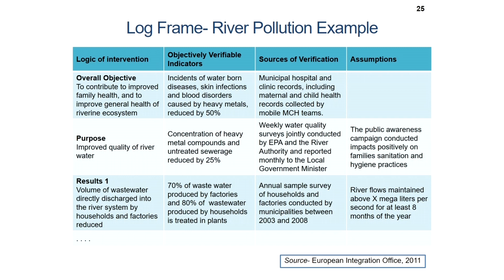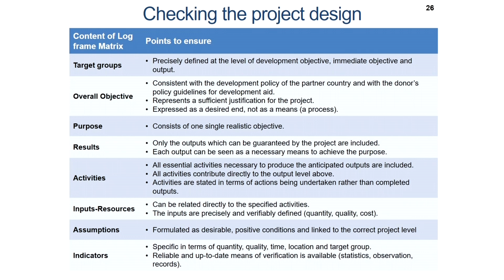So, ultimately, with the help of the stakeholder matrix analysis, the problem analysis, the objective analysis and alternative strategies analysis, we come up with a log frame matrix that helps us to come up with some objectively verifiable indicators. There are some points that we must ensure when we are checking the project design with regard to the content of the log frame matrix. These are the contents: target groups, overall objective, purpose, results, activities, inputs, resources, assumptions and indicators.